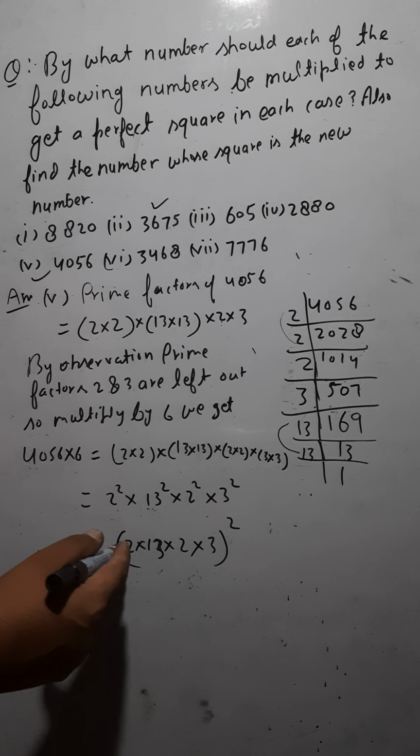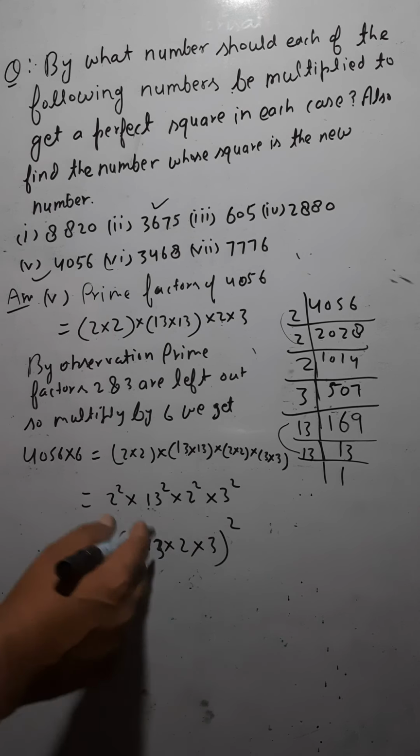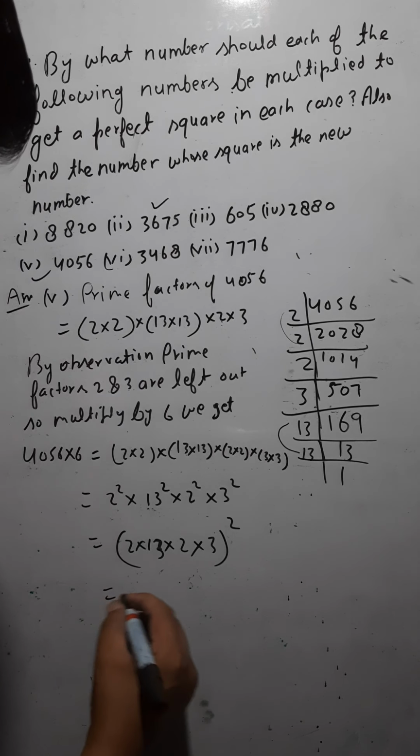2 to the 4, 4 to the 12, and 12 multiply 13. 12 multiply 13 would be how much? 156. Yeah, 156.